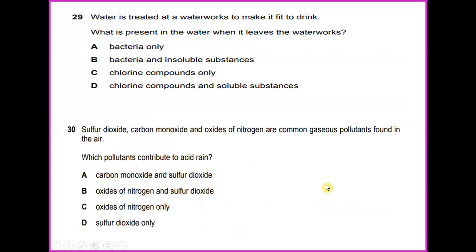Number 29. Water is treated at the waterworks to make it fit to drink. So what is present in the water when it leaves the waterworks?